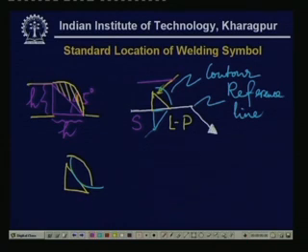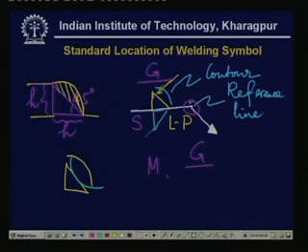Now you have to write the symbol M for machining, G for grinding, etc. So if you write this, then it means that a surface is to be convex shaped and then it is to be ground. So all this information is given in a welding symbol. Just an example, and of course there is another thing.